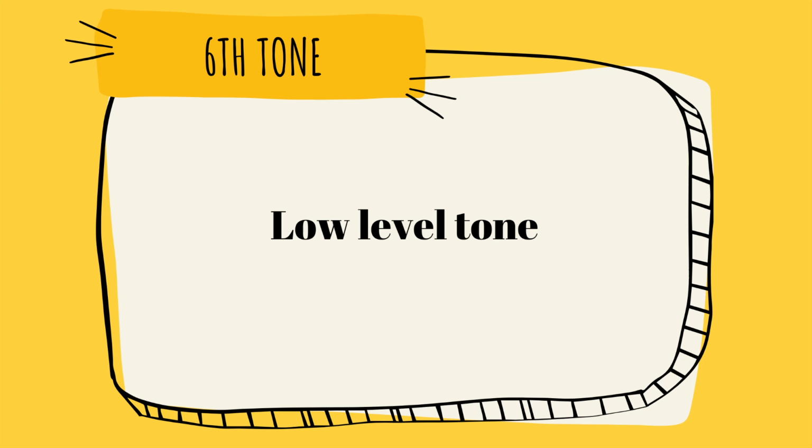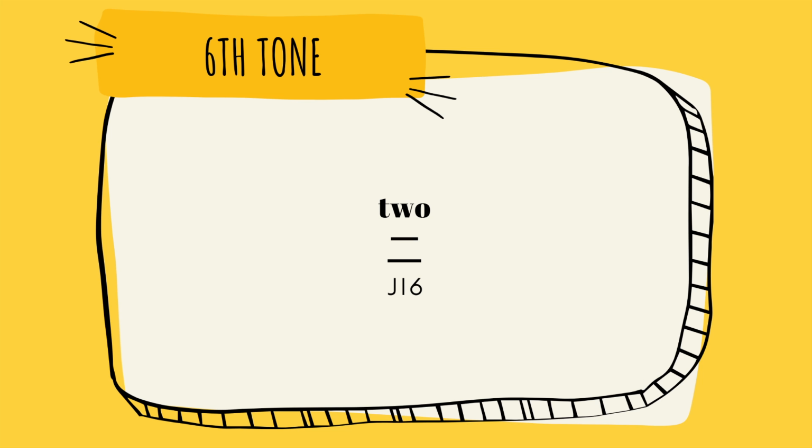The last one, the low level tone. It stays at a constant low pitch for the duration of a syllable. For example, 二.